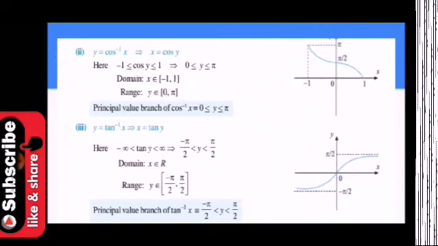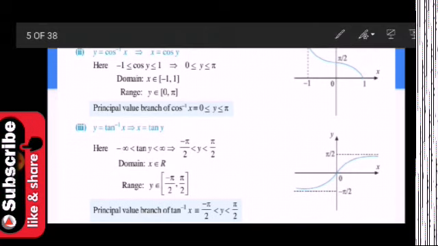Similarly, go for cos inverse x and tan inverse x. We have discussed domain, range and graph previously, but let me revise once again as we are starting this chapter. So cos inverse x: let y equal cos inverse x, so x equals cos y, and cos y lies between -1 to +1. So y lies between 0 to pi. You see the graph is decreasing in nature. Whereas the tan inverse x graph is increasing in nature, and y belongs to -pi by 2 to +pi by 2.